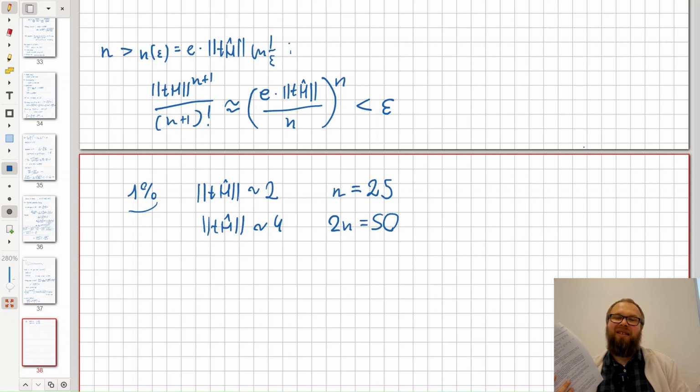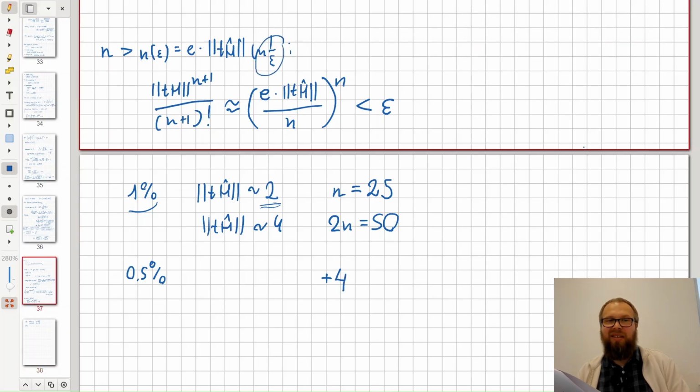But with accuracy, it's better because if you want to go from here to, let's say, accuracy 0.5%, so we want time, let's say 2, but accuracy twice as accurate. That would require only plus 4 terms, because this guy here is very slowly increasing. So 29 terms to have 0.5%.